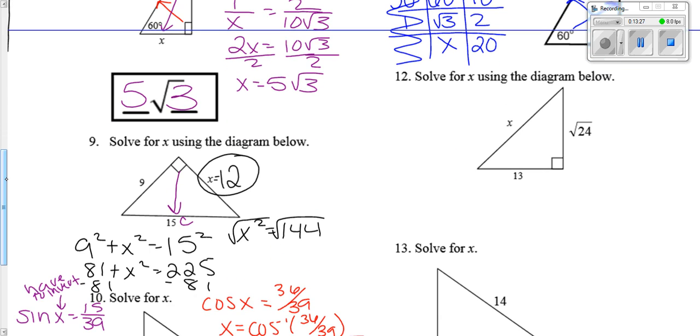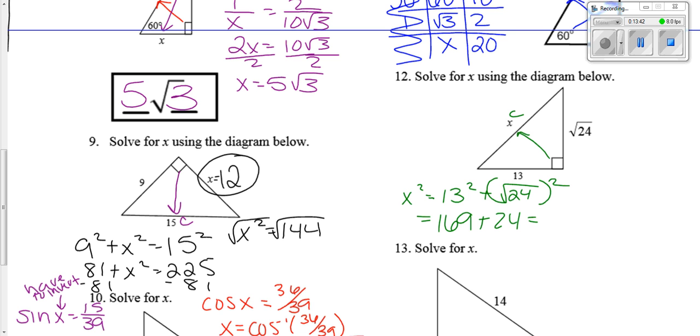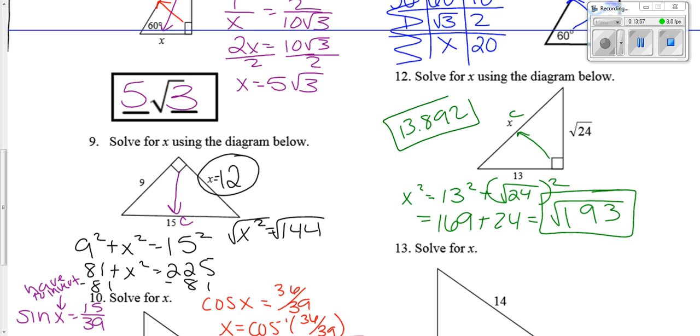For 12, I have to use Pythagorean theorem. X is my c. So x squared equals 13 squared plus the square root of 24 squared, which is 169 plus 24, which gives me 193, and then I have to square root that. So my answer is square root 193, or 13.892.